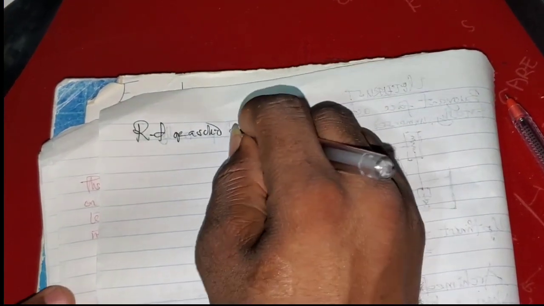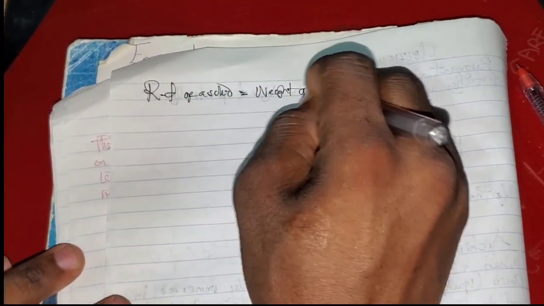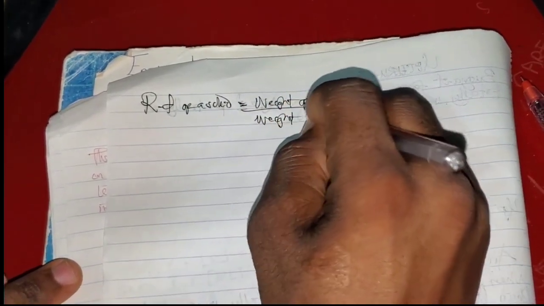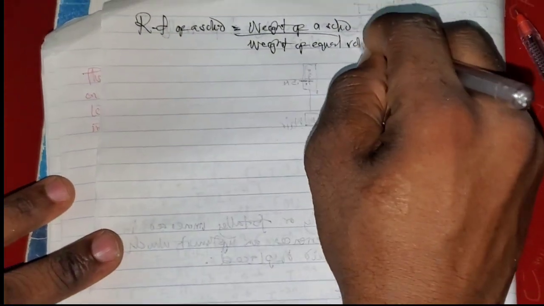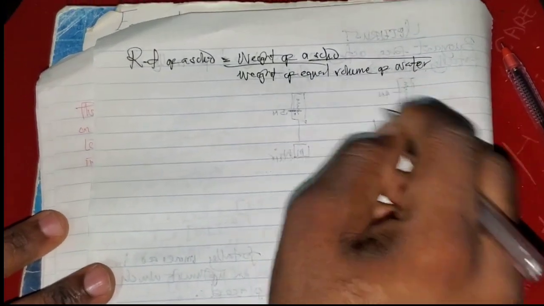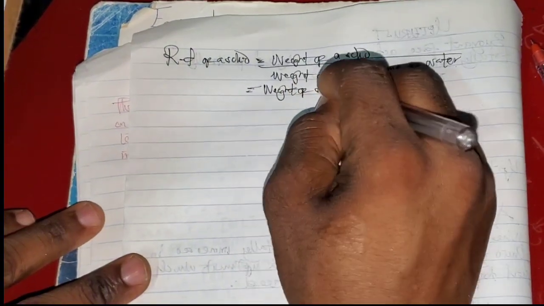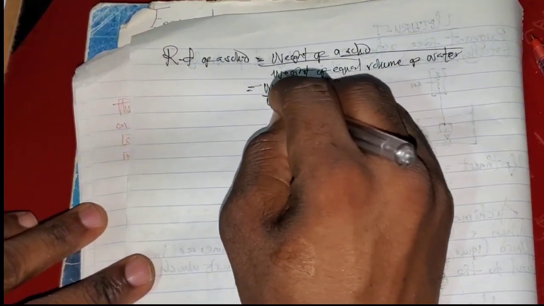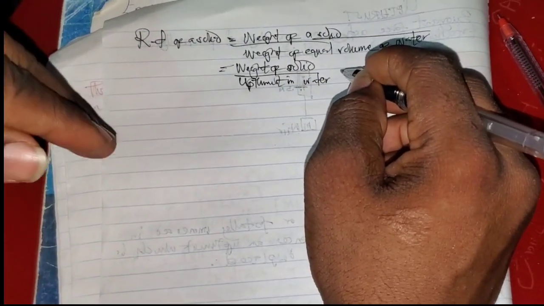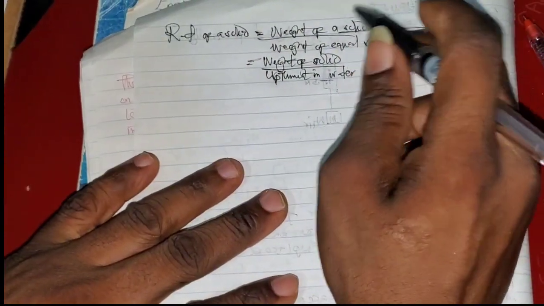But for the relative density of a solid, we write weight of the solid over weight of equal volume of water. And so we can just write that as equal to weight of solid over upthrust in water. Upthrust in water is the mass in air minus, or weight in air minus weight in water. So that's the upthrust of the water.